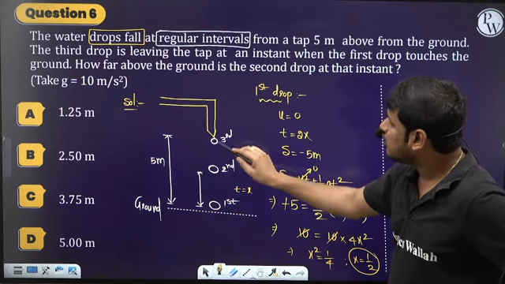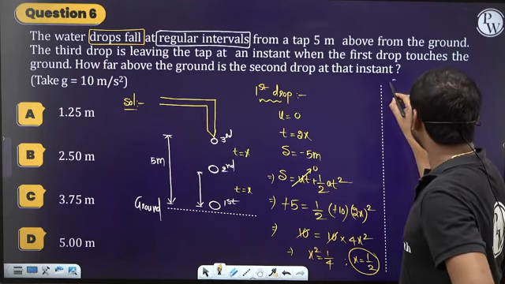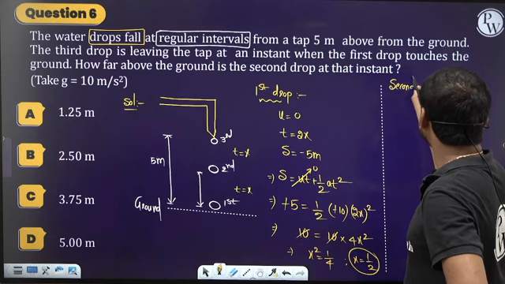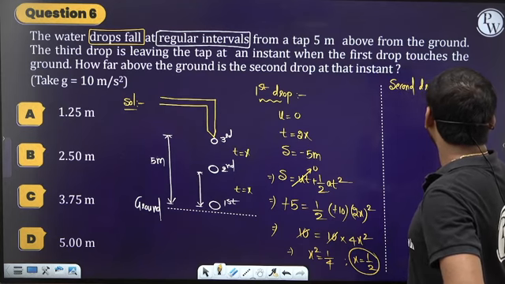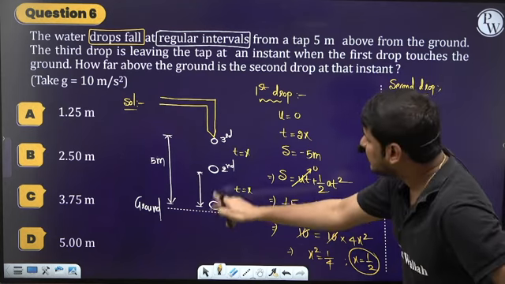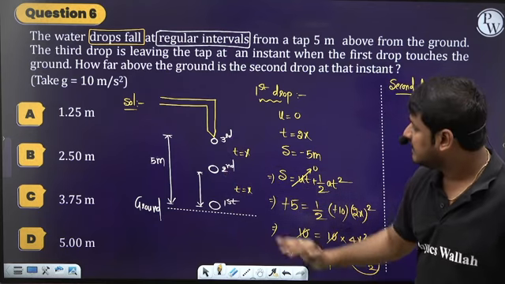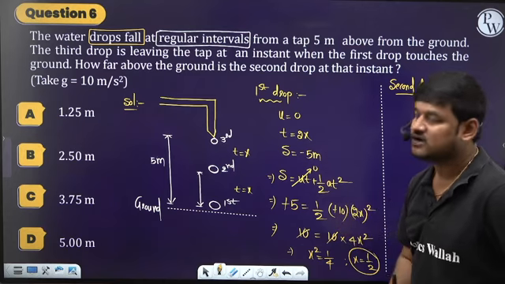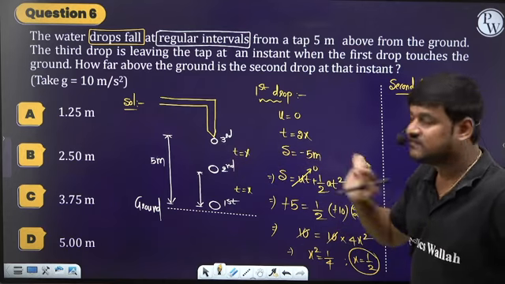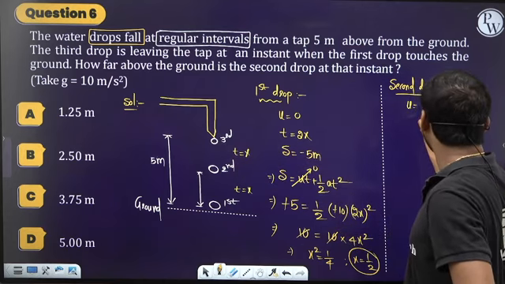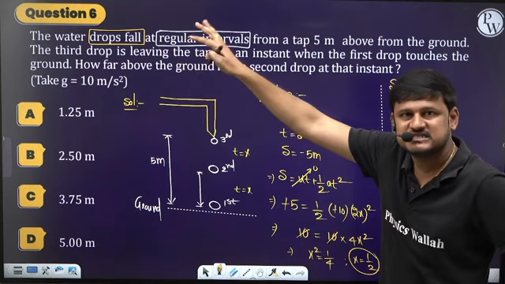Now consider the second drop. Understand properly. From the ground I can't calculate, why? I don't know the initial velocity from the ground. But from the top I can calculate. Why? Because the initial velocity of the second drop, as it is dropped, is 0. Every drop is just freely falling.